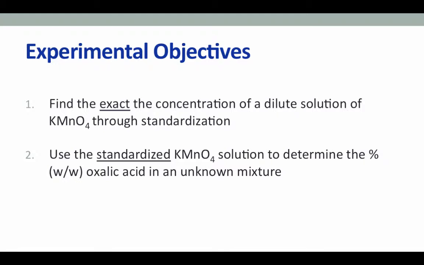There are two major parts to this experiment. In part 1, you will determine the exact concentration of a dilute solution of potassium permanganate through standardization. In the second part, you will use your standardized solution of potassium permanganate to determine the percent weight by weight of oxalic acid in an unknown mixture.